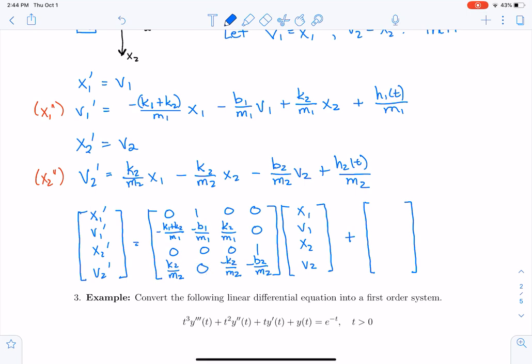Now, the external forces do not appear in the x1 prime and x2 prime equations, but they do appear in the v1 prime equation as h1 of t over m1, and in the v2 prime equation as h2 of t over m2. And so here you can see, again, it's a non-homogeneous linear system that's going to describe the position and the velocity of each of these masses.